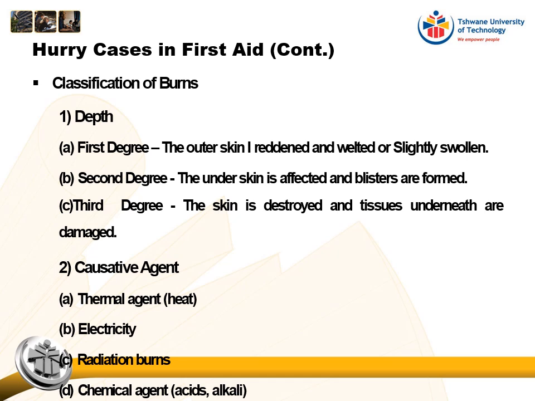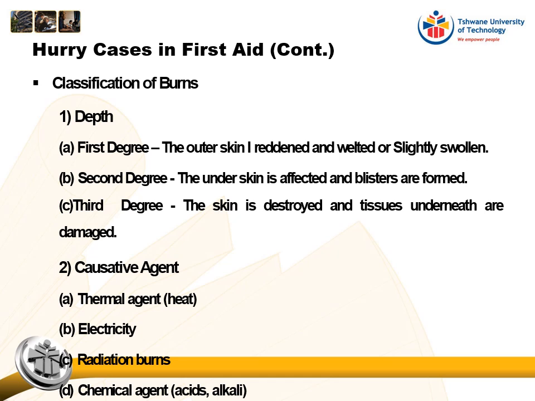So first degree is when the outer skin is reddened and welted or slightly swollen. Second degree is when the underskin is affected and blisters are formed. Then third degree is when the skin is destroyed and tissues underneath are damaged.